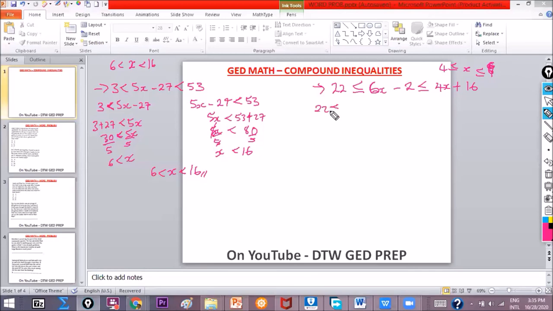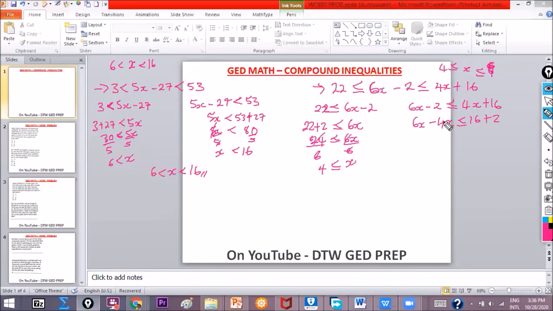So we have 22 less than or equal to 6x minus 2, less than or equal to 4x plus 16. So here, this is 22 plus 2 less than or equal to 6x. This is 24 less than or equal to 6x. Divided by 6, this will go 4 times. We have x here. Then 6x, bring in here, we have 4x less than or equal to 16 plus 2. So here, this is 2x. Then this plus this is 18. Divided by 2, x is going to be 9.